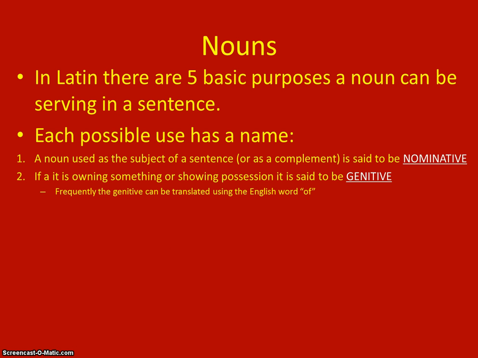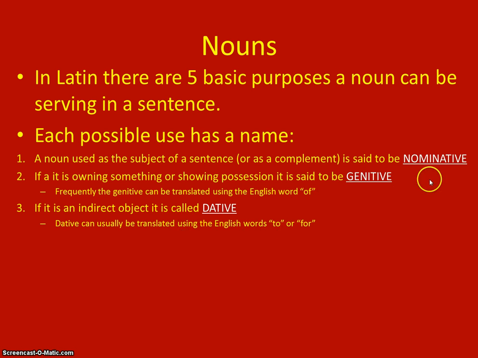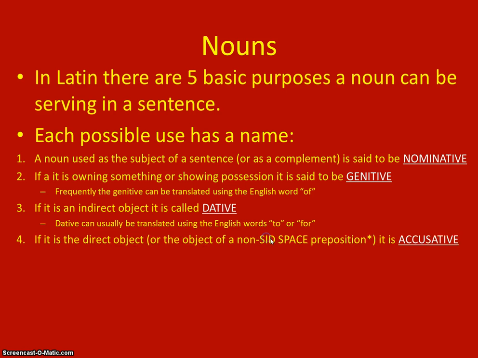Frequently, that'll be translated with the word of. So if your basic word is girl, and it's in the genitive, it would be of the girl. It might be an indirect object, we call that dative. Indirect object frequently can be translated with the word to or for. So again, if our word were girl, genitive would be of the girl, and dative would be to the girl or for the girl.